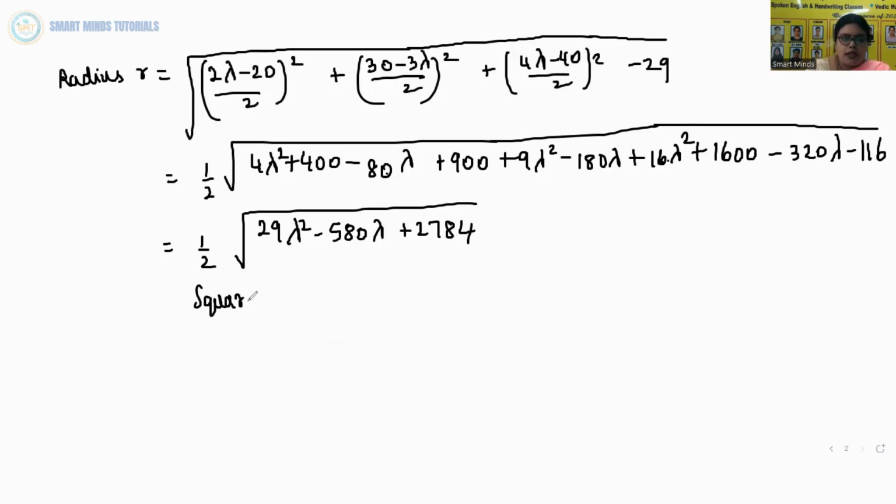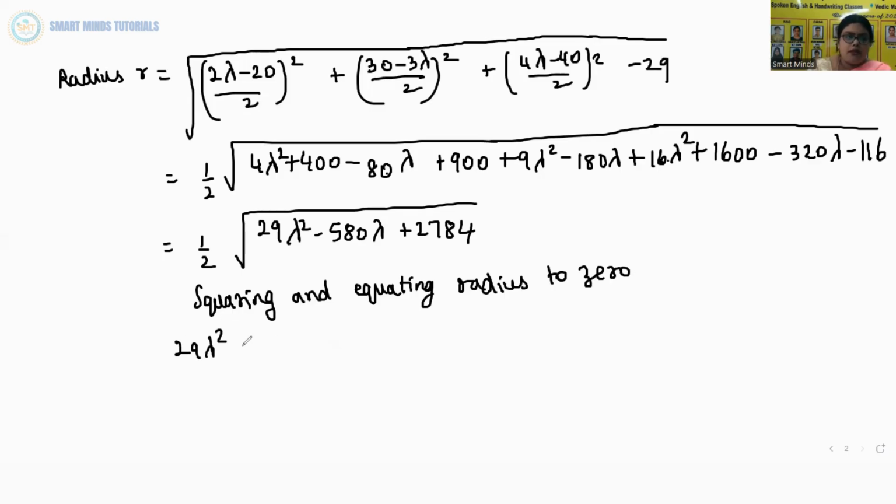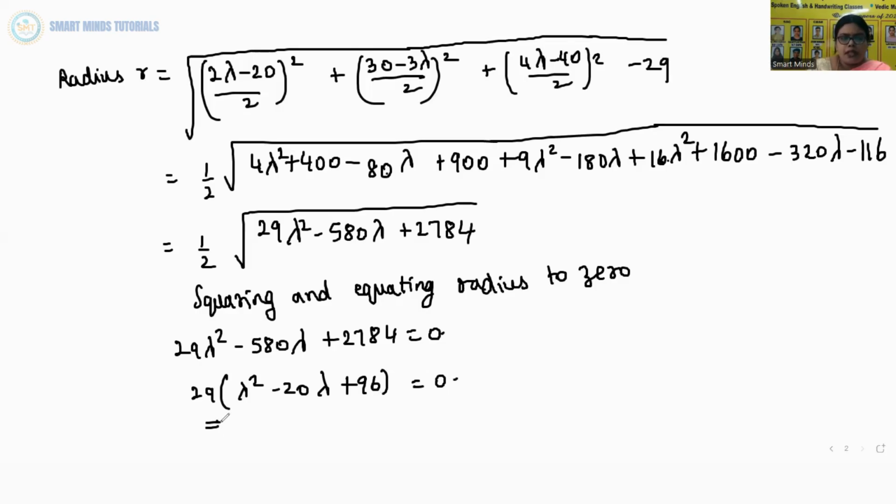Now squaring and equating radius to 0, because to find limiting points, we need to equate radius to 0. And equating radius to 0, you get 29 lambda square minus 580 lambda plus 2784 is equal to 0. So if I take 29 common, we get lambda square minus 20 lambda plus 96 is equal to 0.